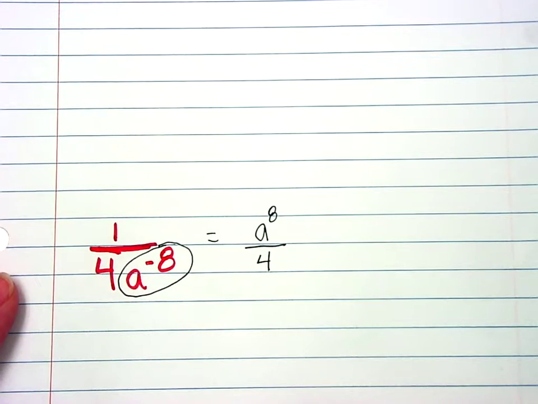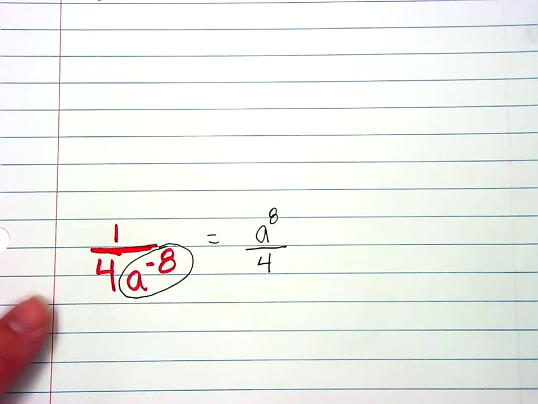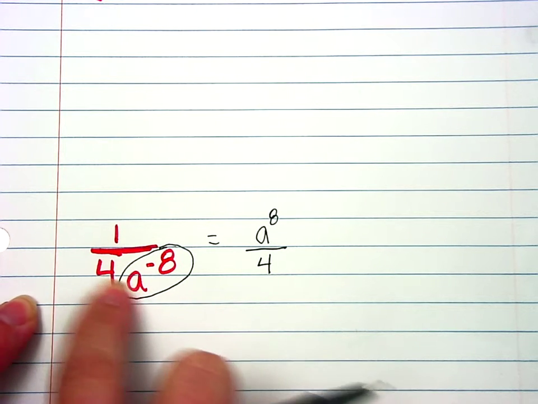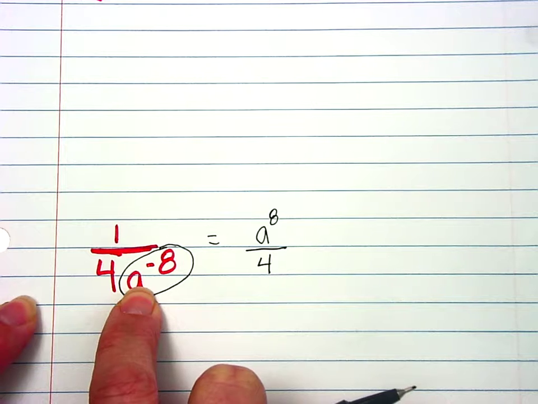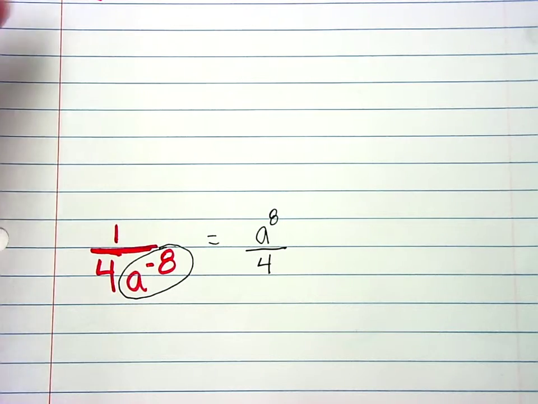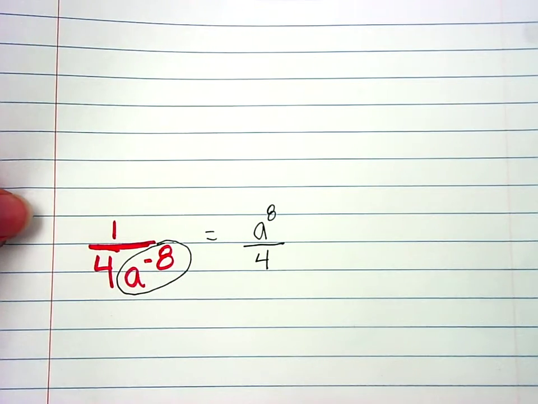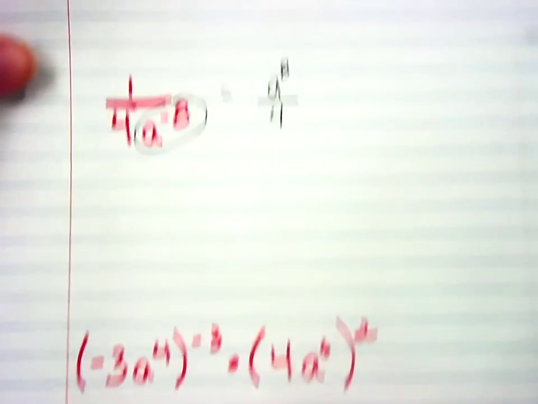Just make sure that you're not moving the 4. Now, if there were parentheses around the 4 and the a, then you would move both of them. But since there's no parentheses, you're not going to move the 4. You'll leave it on bottom.